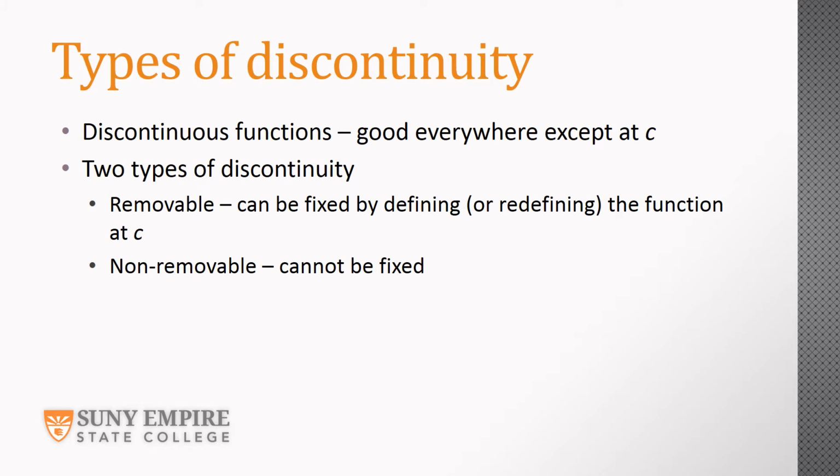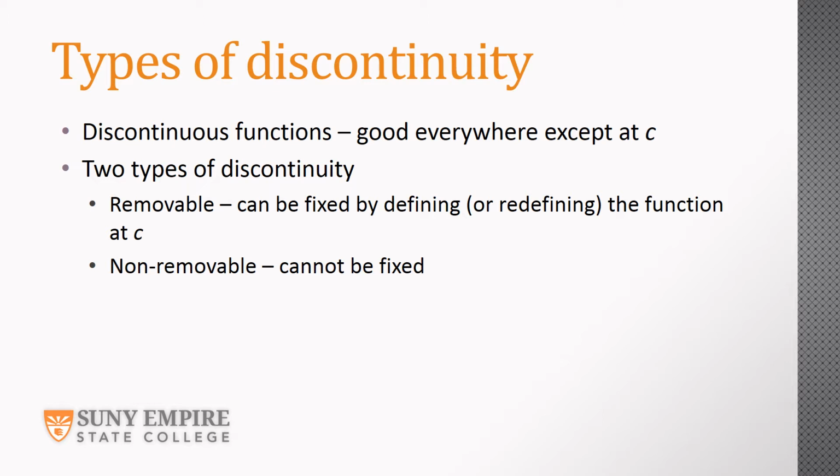Let's discuss these discontinuities. Let's assume the function is continuous everywhere except at point C. The discontinuity can take one of two forms. Either it is a removable discontinuity or a non-removable discontinuity. A removable discontinuity can be fixed to where the function becomes continuous in one of two ways. We could fill in a hole in the graph by defining the function at that point of discontinuity, or we could redefine the function so that the limit as x approaches C equals the function at x equals C.